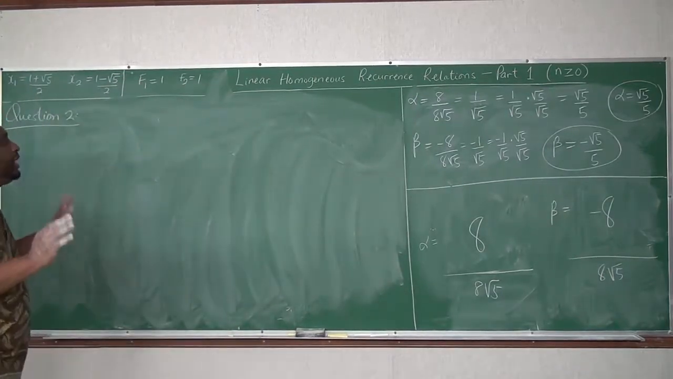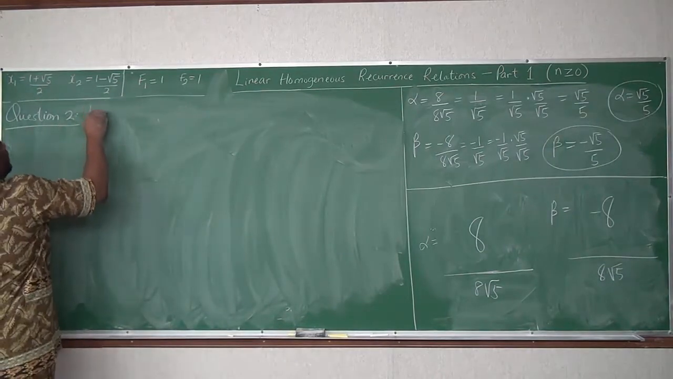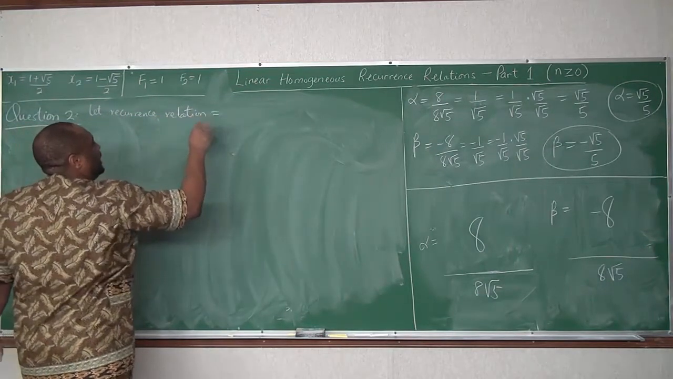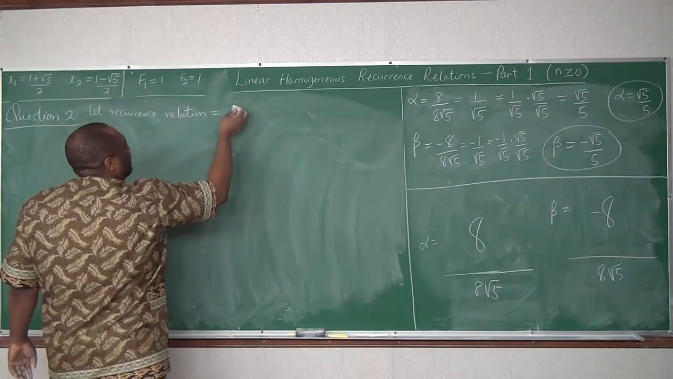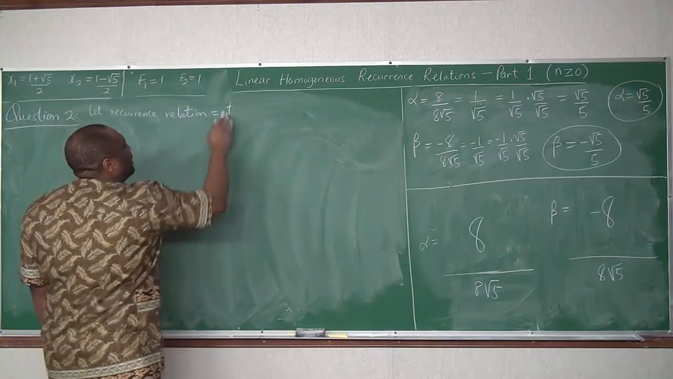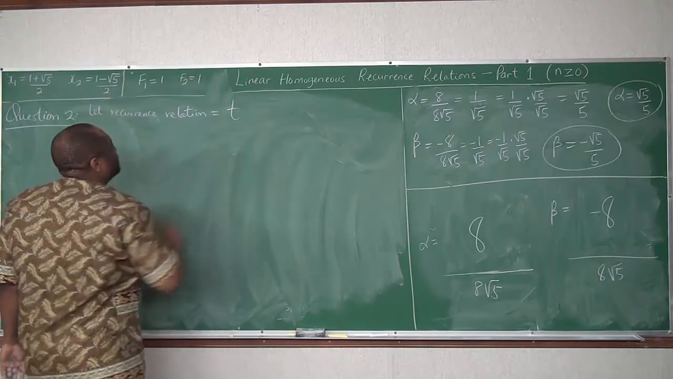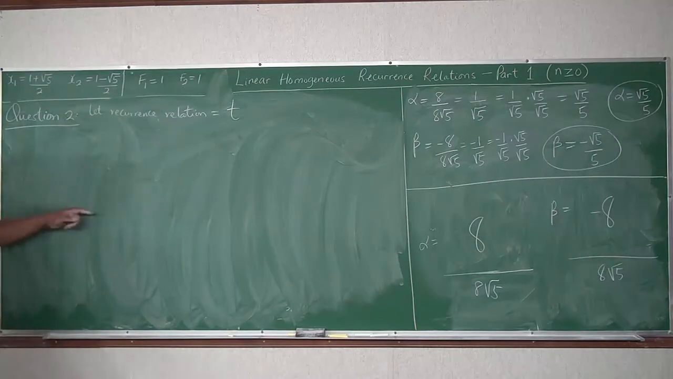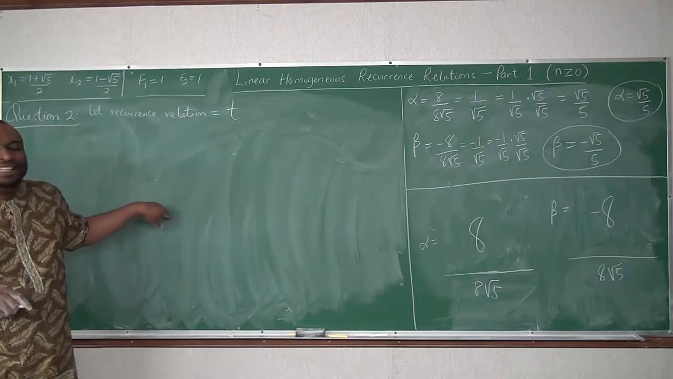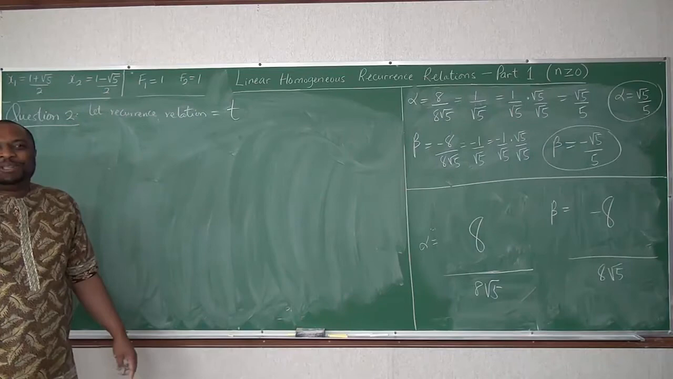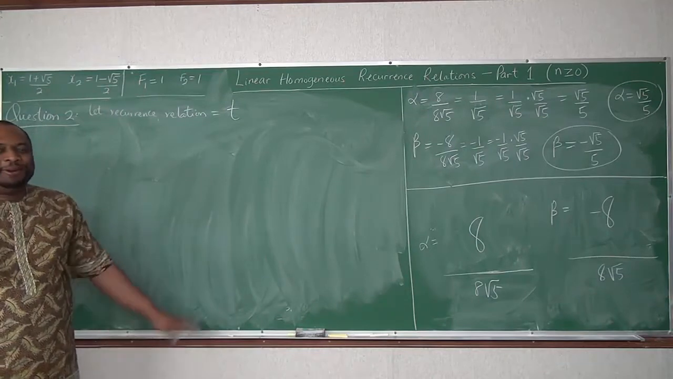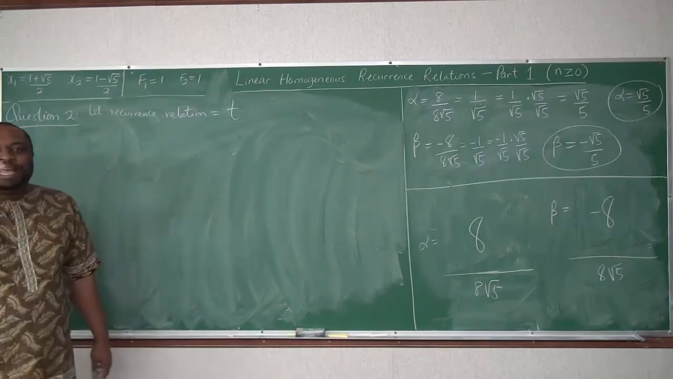So this means the recurrence relation. Let's call it T, for climbing stairs. Now, did I write A to the N? I think I wrote A to the N. That should be F to the N, please. The question I just erased. It shouldn't be A to the N, it's F to the N, because we were using F to the N all along. My bad.